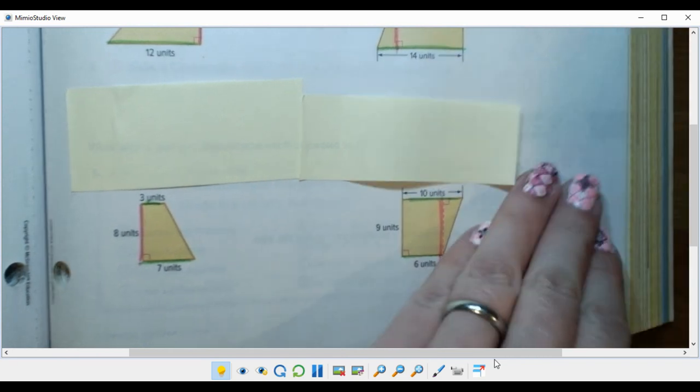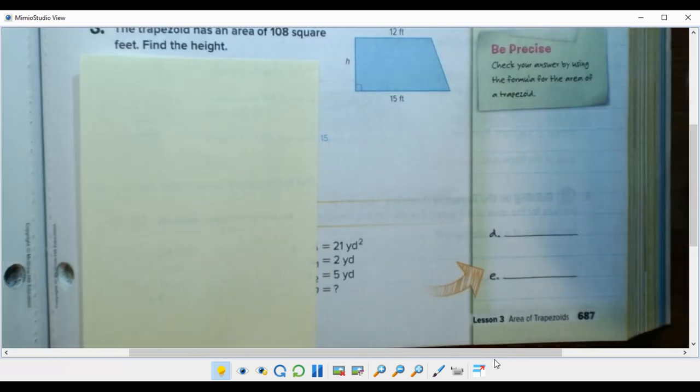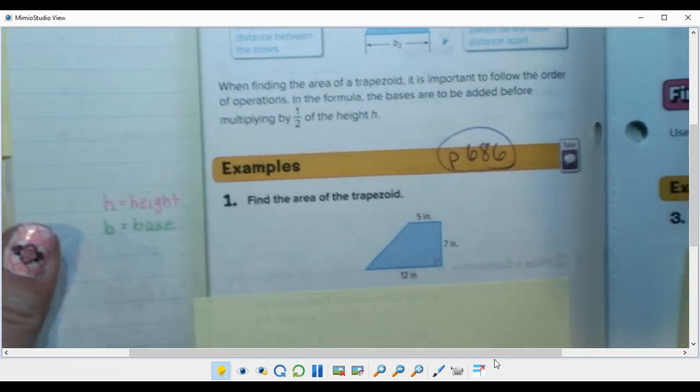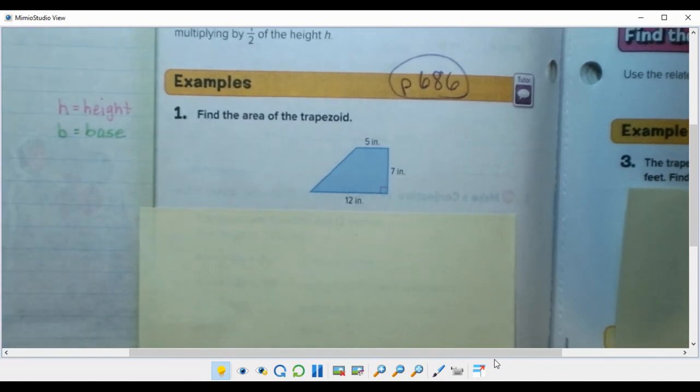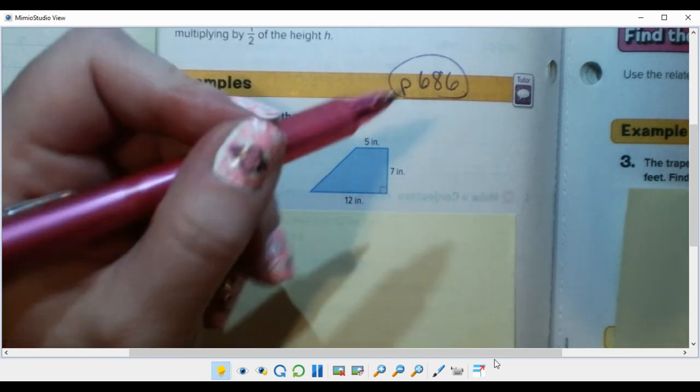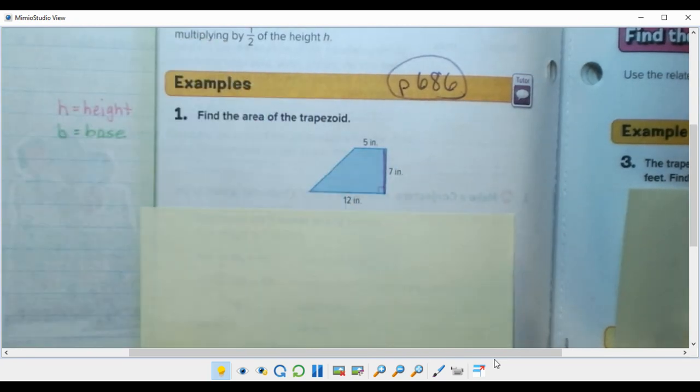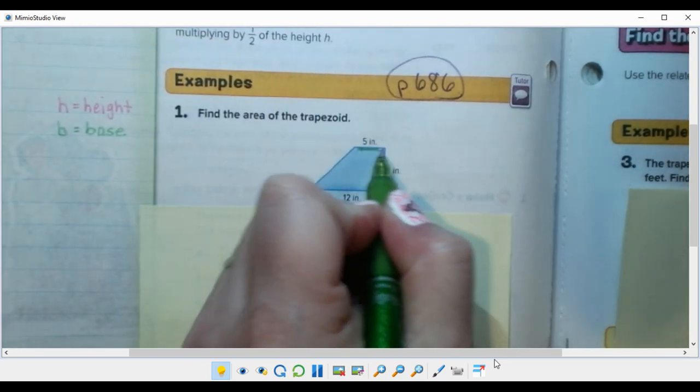All right. Now, in your book, I would like for you to turn to page 686. We're actually going to work through finding the area of a trapezoid. So, this is my height. These are my bases.